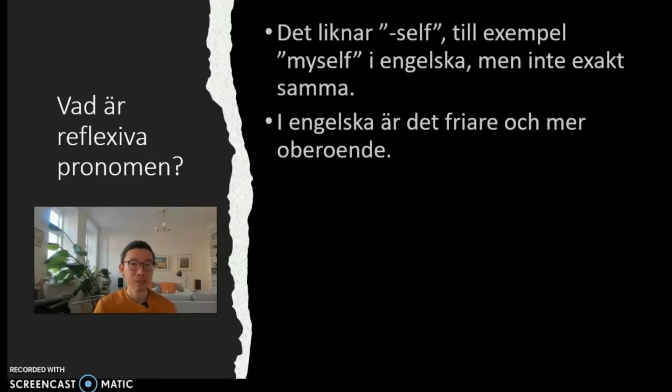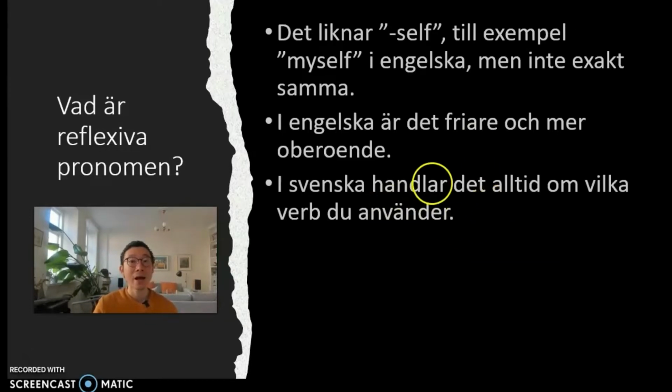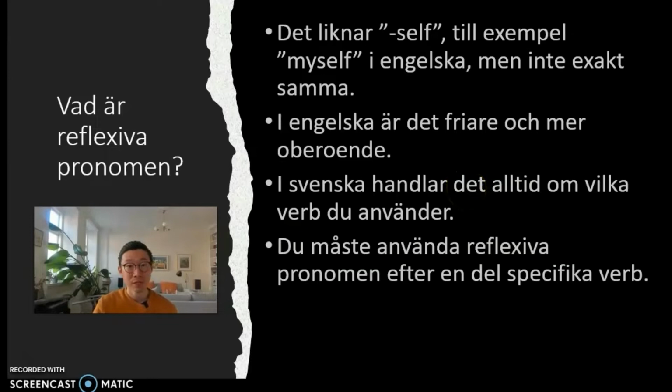But in Swedish, it is a little bit different. I svenska handlar det alltid om vilka verb du använder. Du måste använda reflexiva pronomen efter en del specifika verb. In Swedish, it's always dependent on which verb you're using. You have to use a reflexive pronoun after some specific verbs. So for some verbs, you don't need a reflexive pronoun. And for some verbs, you must have a reflexive pronoun. And it is not something you add as you like. It is always about which verb you're using.